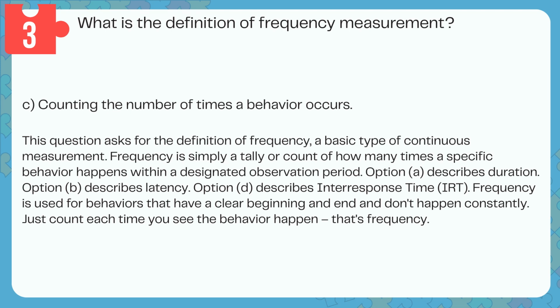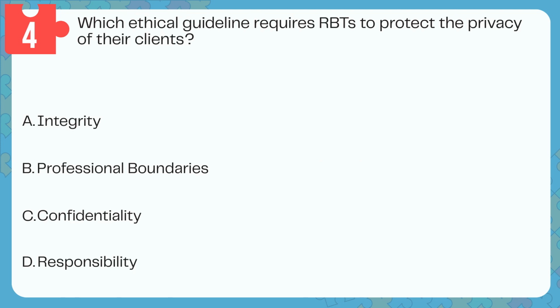Option A describes duration. Option B describes latency. Option D describes interresponse time, IRT. Frequency is used for behaviors that have a clear beginning and end and don't happen constantly. Just count each time you see the behavior happen. That's frequency.